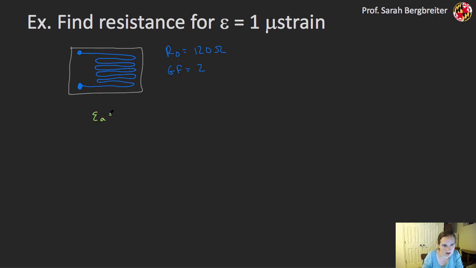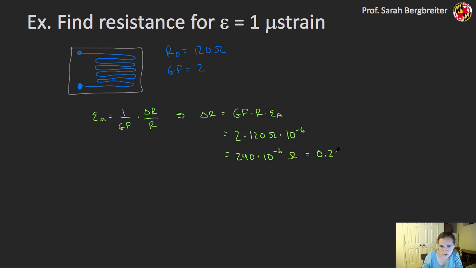So I know that my strain is going to be 1 over the gauge factor times delta R over R. If I'm interested in figuring out what delta R is, I can just manipulate this equation, as delta R is the gauge factor times the nominal resistance times the strain that I'm applying. I can plug my numbers in here. 2 is my gauge factor times 120 ohms times 1 microstrain, so just 10 to the minus 6. So my change in resistance is going to be 240 times 10 to the minus 6 ohms, or 0.24 milliohms, which is pretty small.